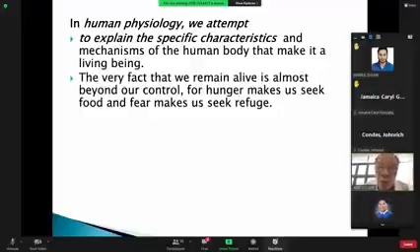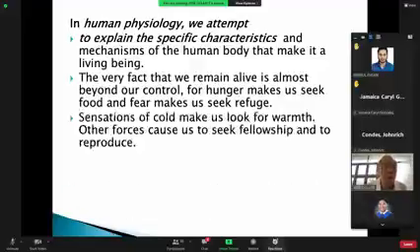So seeking refuge or taking food is a response to that particular event that you feel in your body, and you respond to it in order to continue on living. Another is, in physiology, sensations, different sensations. Sensation, for example, for warm or cold. If you feel cold, you seek warmth. So that is a physiological response.